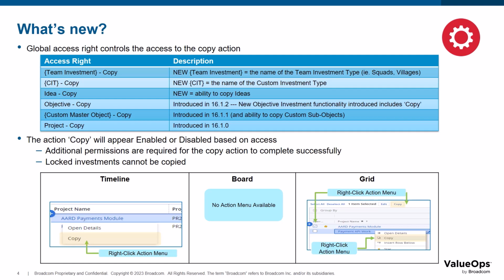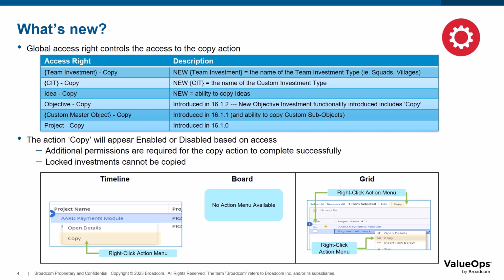Now, in Release 16.1.3, the user has the ability to copy ideas, custom investments, and the new perpetual team investments. The administrator will find a new global full license for copy available for each type of investment to grant to the users directly or through security groups. This right controls the access to the copy action. If the user doesn't have this new right, the copy action will appear disabled within the workspace.